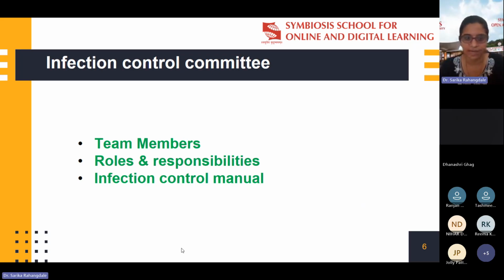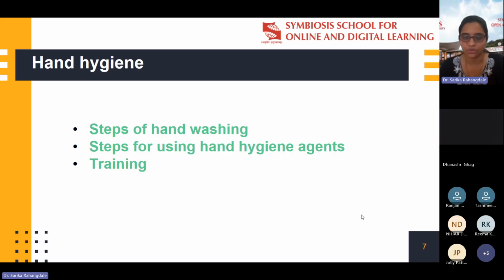Next is hand hygiene. As you are already aware, normal human skin is colonized with bacteria, which we call the normal flora. And the hands of healthcare personnel become persistently colonized with different types of bacteria, gram negative bacilli or yeast or any pathogenic flora, right? So one of the most important measures to prevent hospital infection is hand hygiene.